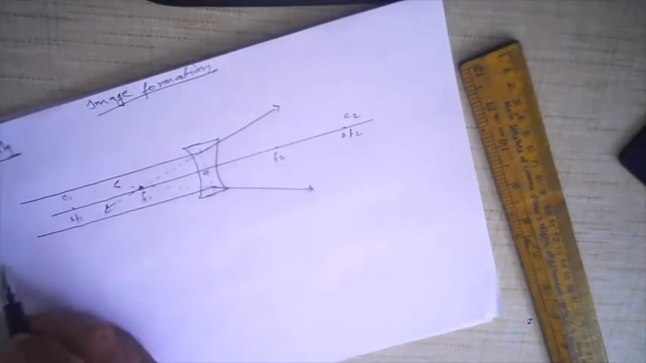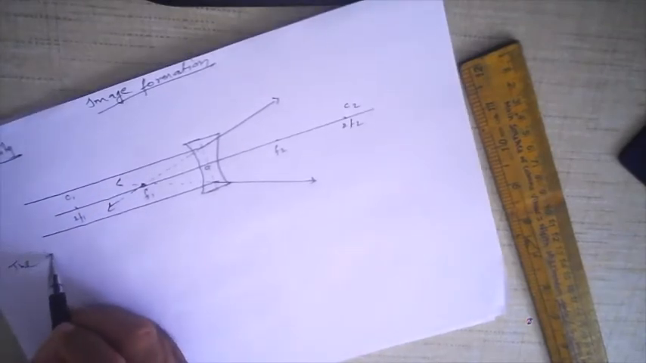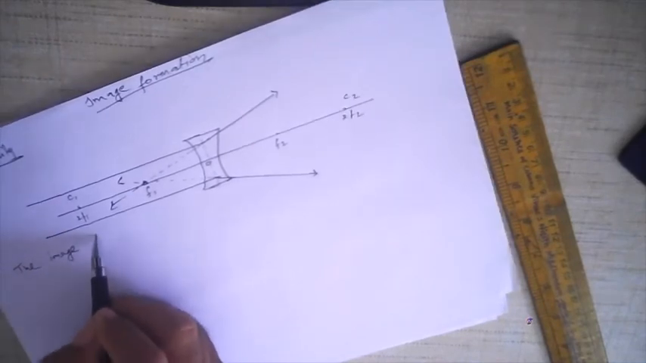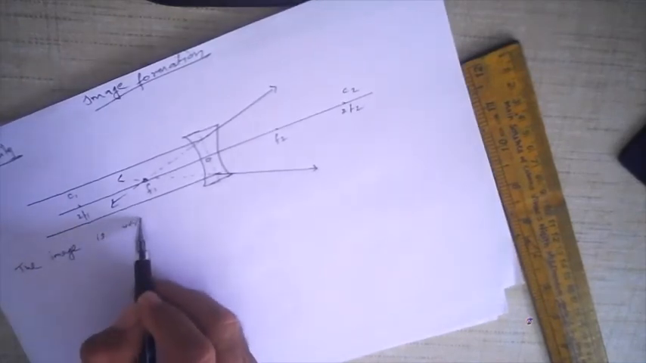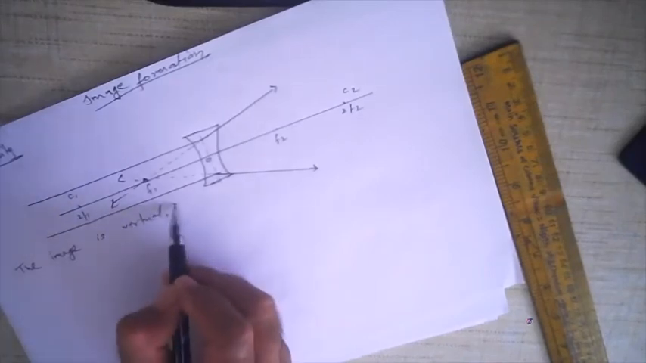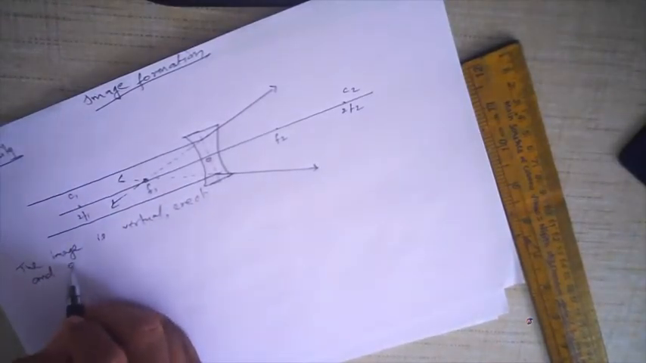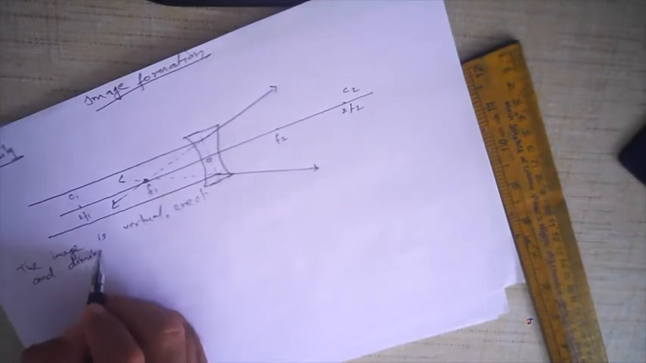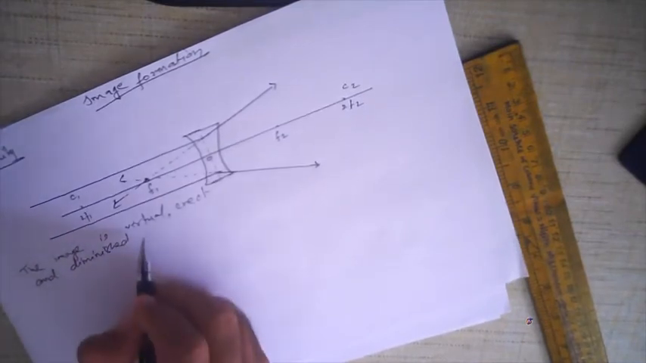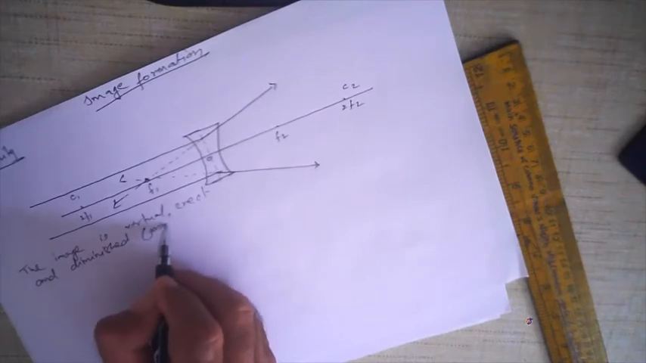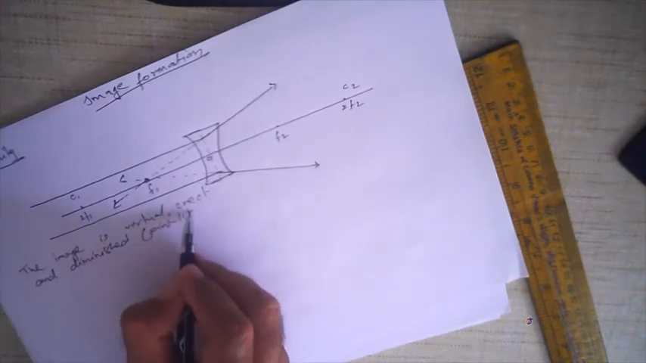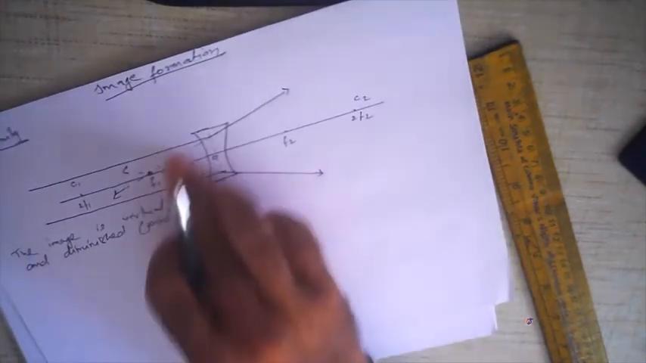The image is virtual, erect, and diminished. Diminished means it is point like. The description is fine, there is no problem here. It is like a point. This part is okay, this is also okay.